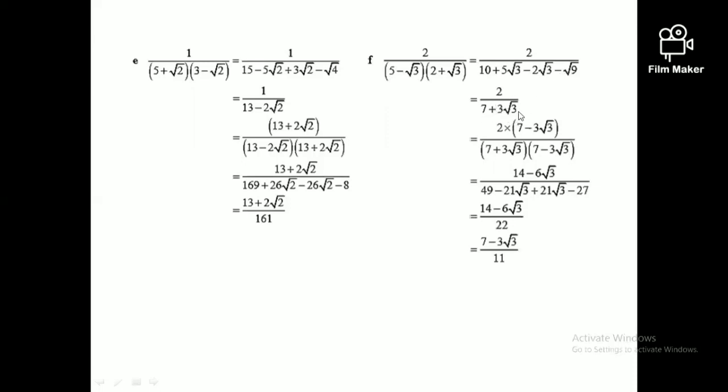Then 2 over 7 plus 3 root 3. Then what is the next step? You have to rationalize the denominator. How to rationalize the denominator? Multiply both numerator and denominator by 7 minus 3 root 3. Then follow the same steps. You can obtain the answer (7 minus 3 root 3) divided by 11.